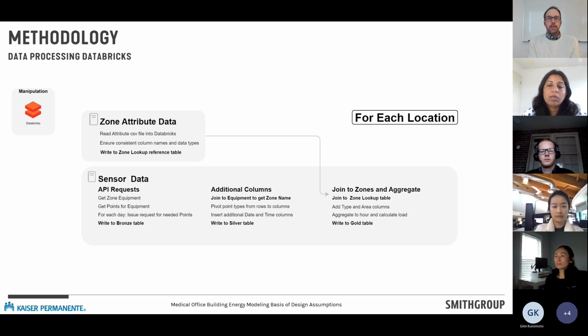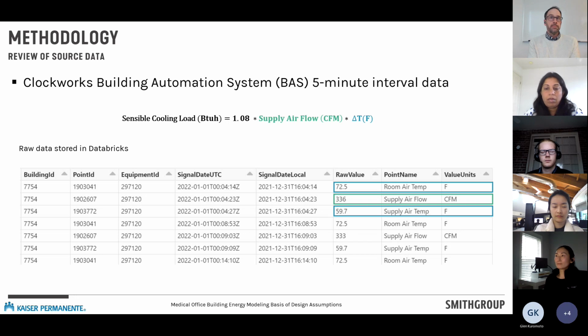Once we get that, we join that equipment data to get the zone name. We pivot that data a little bit to make it more applicable for analytics, and then we augment it with additional date and time columns. And then finally, we bring everything together, add the attributes for zone type and area, aggregate it, and then calculate our loads. The next slide shows an example of what some of that raw data looks like.